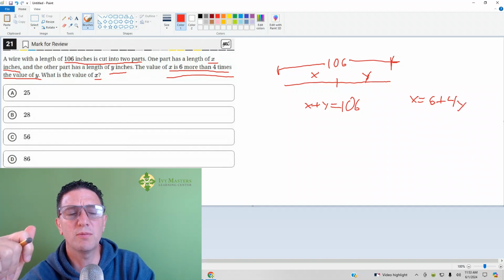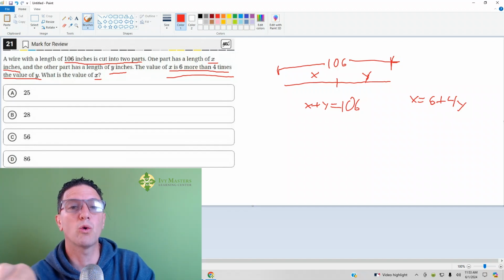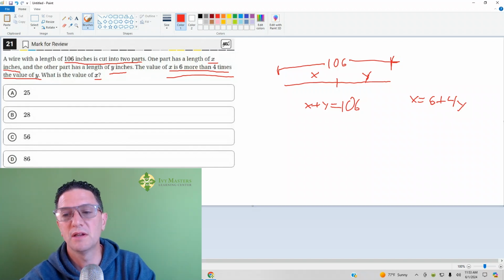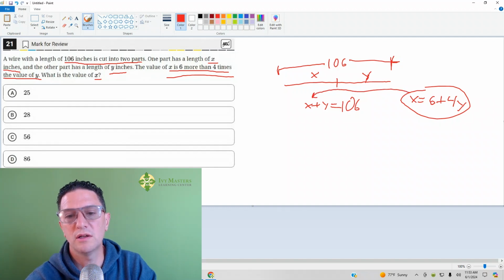One thing you have to be careful of is if it said 6 less, then it would have to be 4Y minus 6, not 6 minus 4Y. Okay, so here, since X is 6 plus 4Y, you could say 6 plus 4Y plus Y. So this X is 6 plus 4Y, and this is the plus Y over here, equals 106.